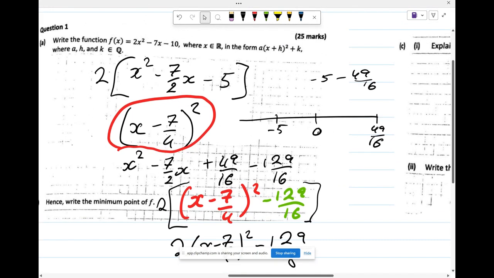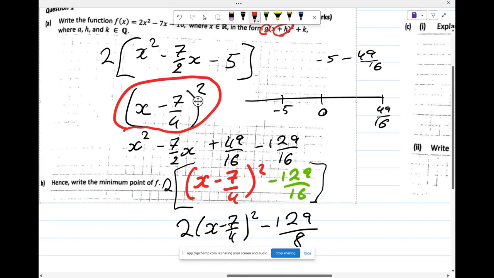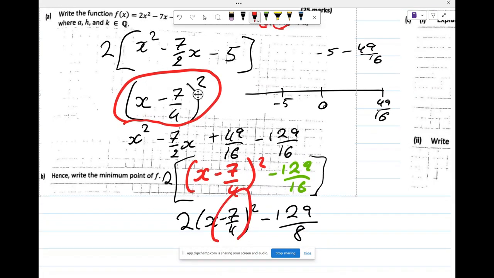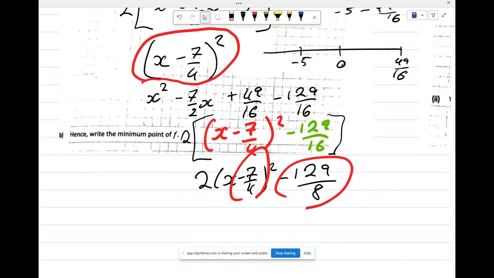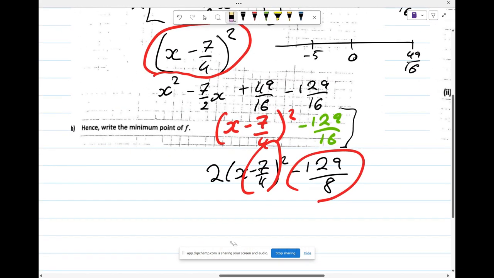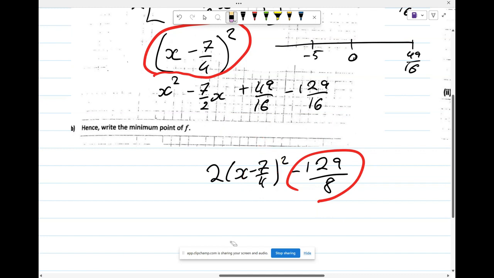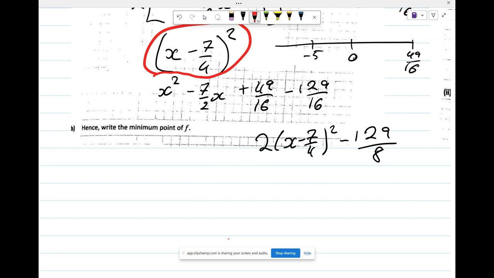So your a here is going to be 2, your h is going to be 7 over 4, and your k here is going to be minus 129 over 8. And why is this useful? Well, the very next question will tell us. It says, hence write the minimum point of f. So we know it's going to look something like this. I don't know where the x-axis is yet. We're going to look for the minimum point. And how are we going to find that?